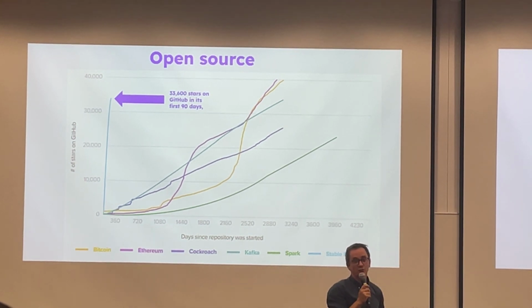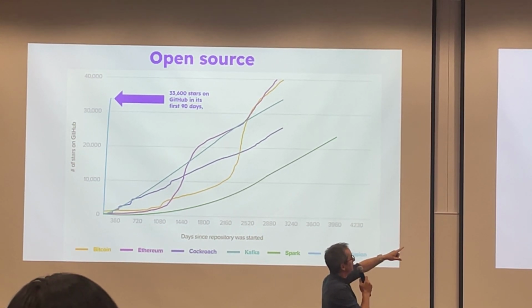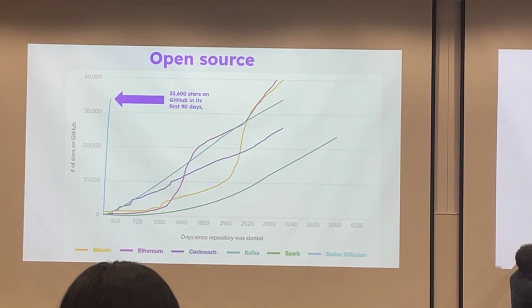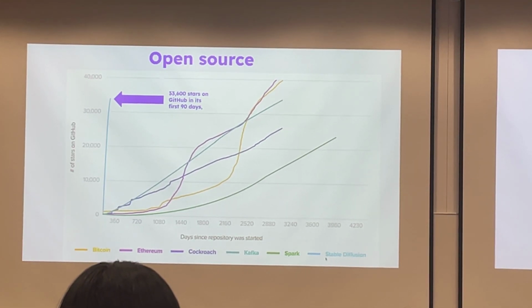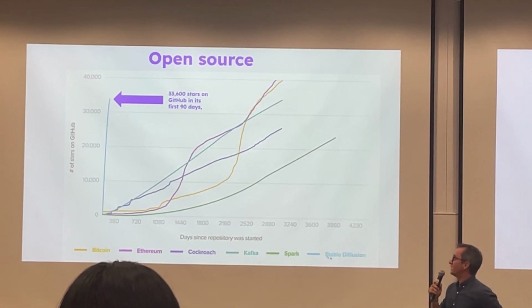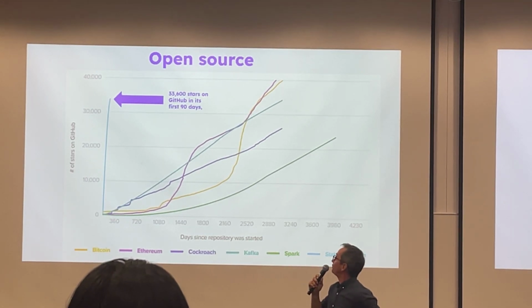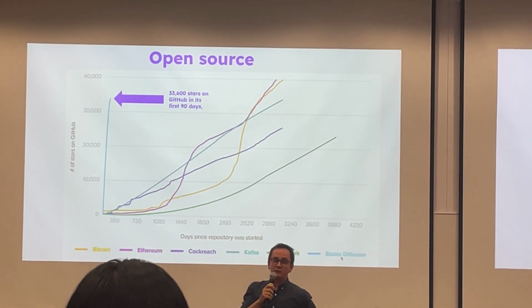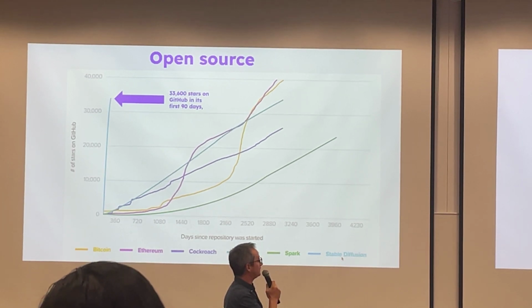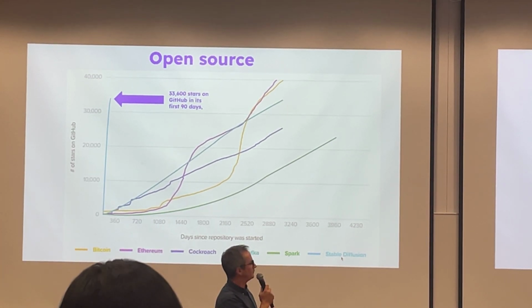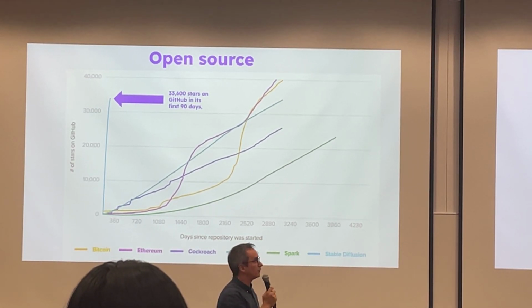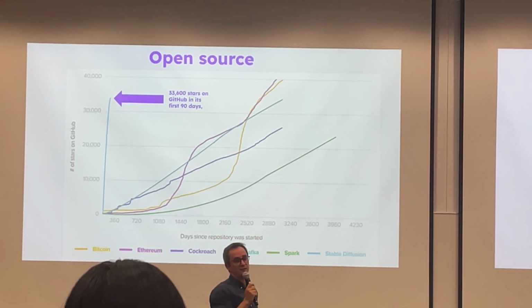Open source. That's the reason why Omnitool is open source. This is a line. This is Stable Diffusion. Stable Diffusion broke the record of 33,600 stars on GitHub in its first 90 days. That's what Bitcoin did in something like 10 years, I would guess. So open source is the key to why it is exploding now.